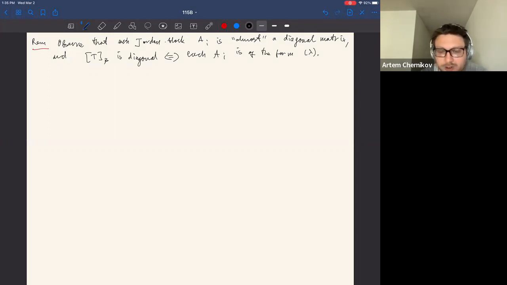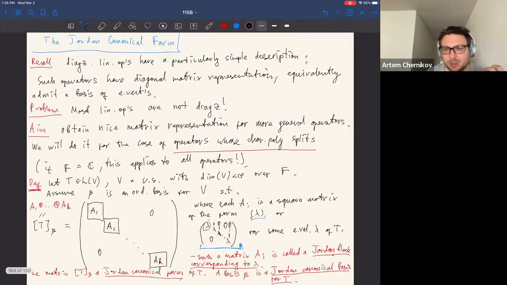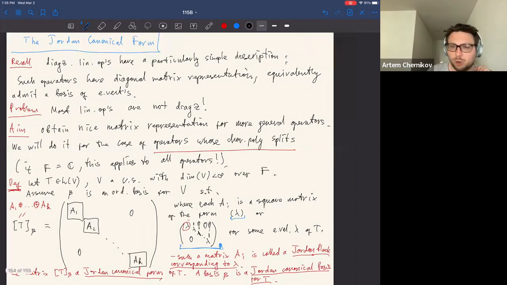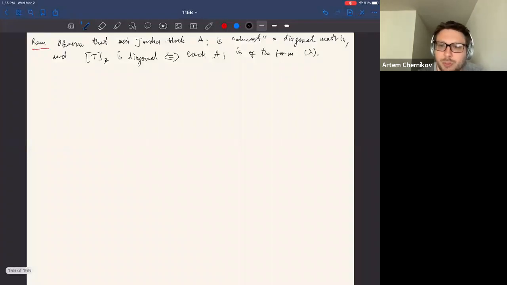So a diagonal matrix is also indeed a Jordan canonical form, just because any diagonal matrix can be viewed as consisting of blocks Ai, where each Ai is just a one-by-one matrix which contains the corresponding entry on the diagonal. So we see that diagonal matrices are a special kind of Jordan canonical forms. But Jordan canonical forms are more general.